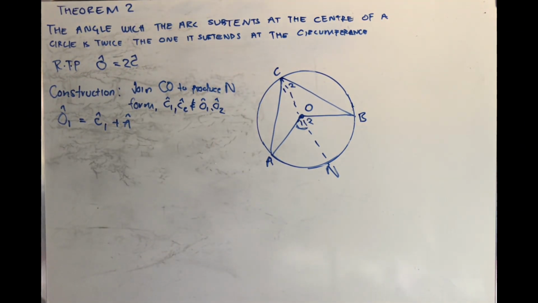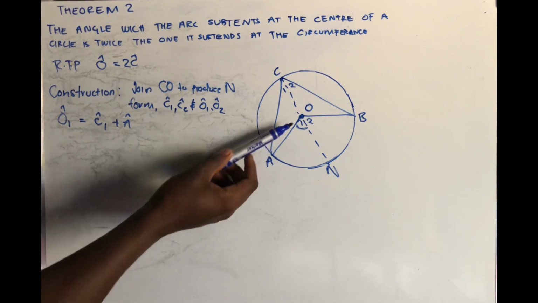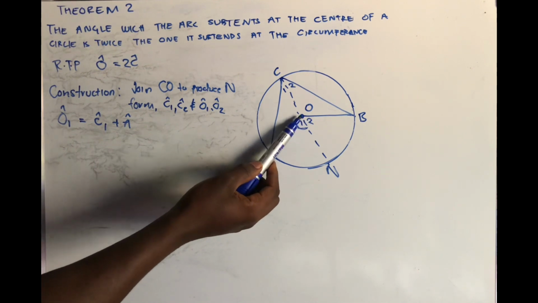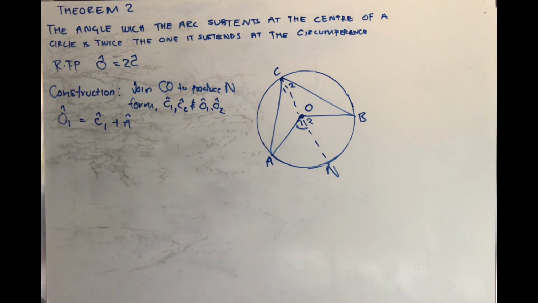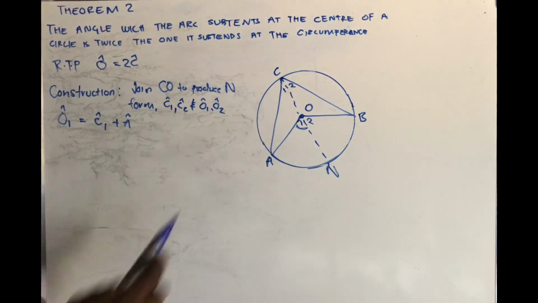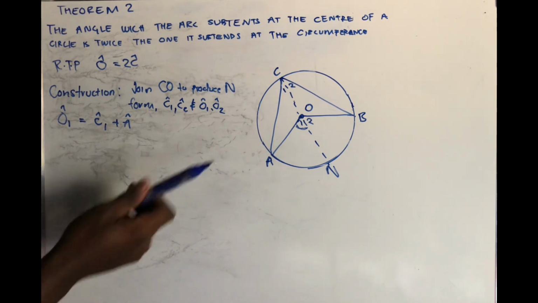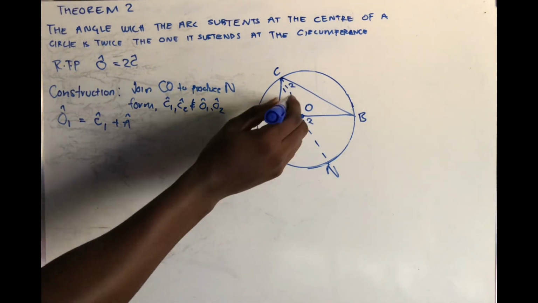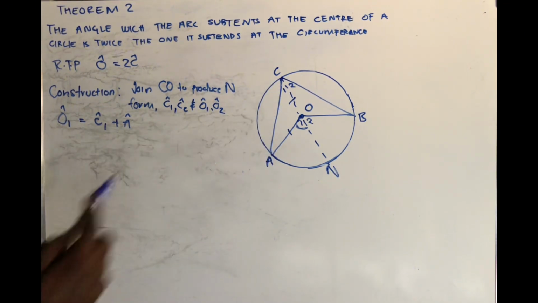But when we look carefully, this triangle is an isosceles triangle. We have OC, a line drawn from the center to the circumference, and OA, a line drawn from the center to the circumference. That leaves us with 2 sides being equal in an isosceles triangle. Since this side is equal to this side, these angles are also equal.